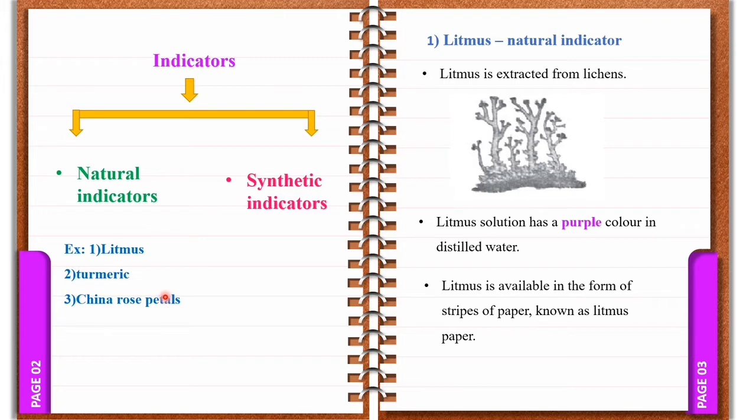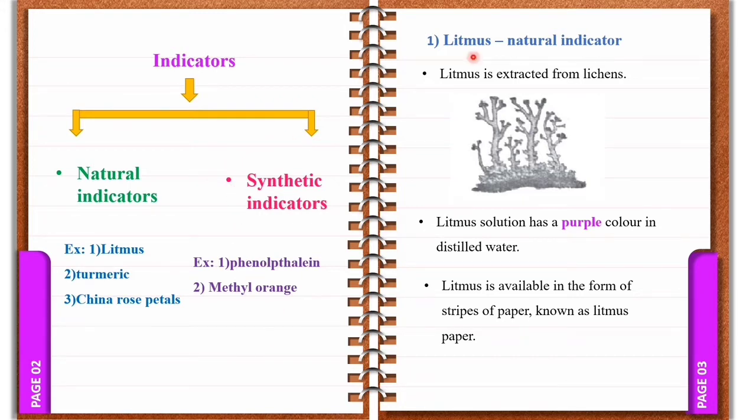We'll see synthetic indicator examples. Number 1, phenolphthalein. Number 2, methyl orange. First we will discuss natural indicators. Later we will discuss synthetic indicators.